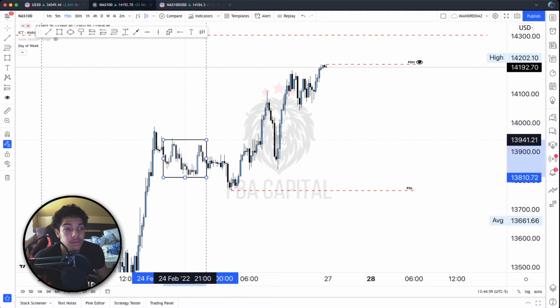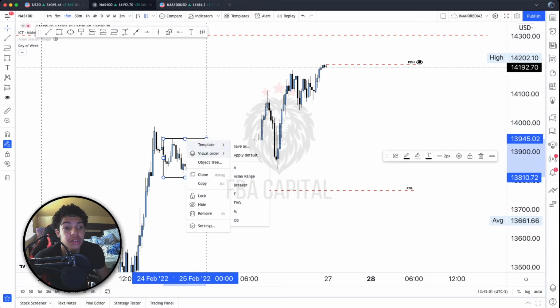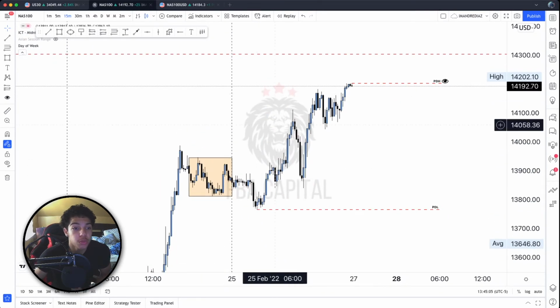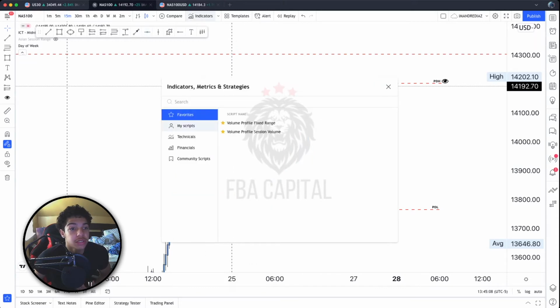Now what does this do? This is giving me a potential area that price is likely going to want to retrace back into. Now let's take it a step further. Why would price want to potentially come in here? Because I know that there's a lot of volume.